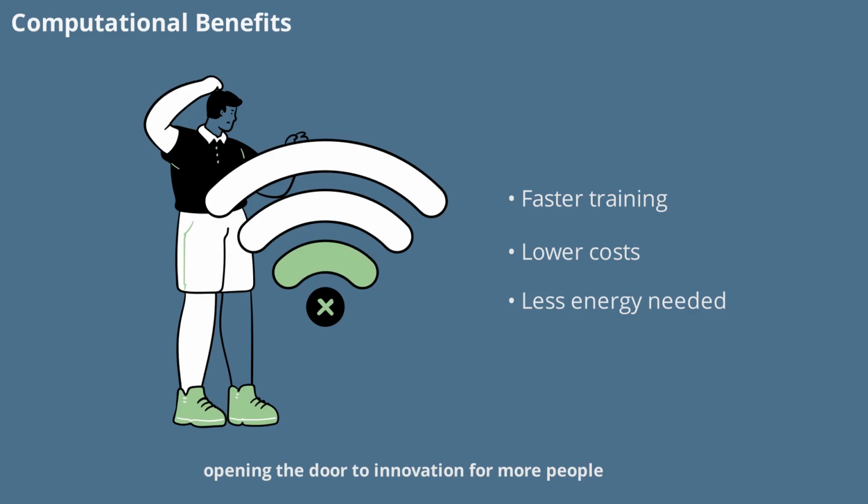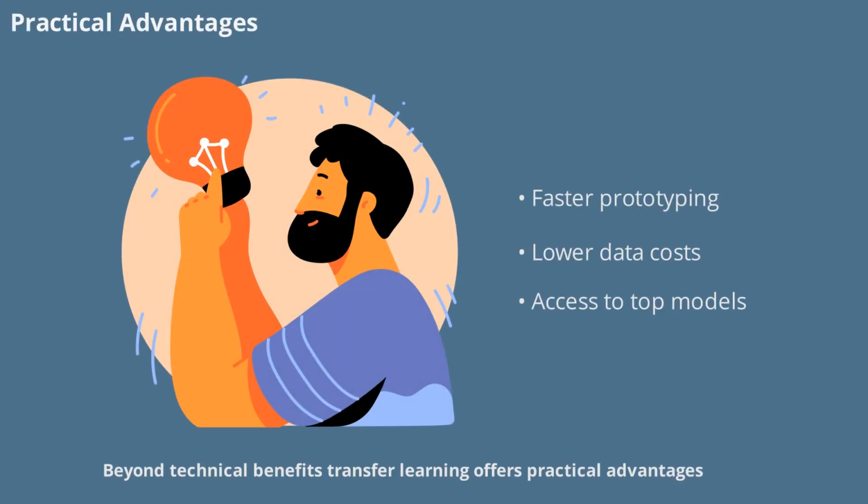for more people. Beyond technical benefits, transfer learning offers practical advantages. It enables faster prototyping and experimentation, lowers data collection costs, and provides access to state-of-the-art architectures. By making advanced AI tools more accessible, transfer learning democratizes AI development, allowing more people to participate in building innovative solutions. This practical edge is why transfer learning has become a cornerstone of modern machine learning workflows.